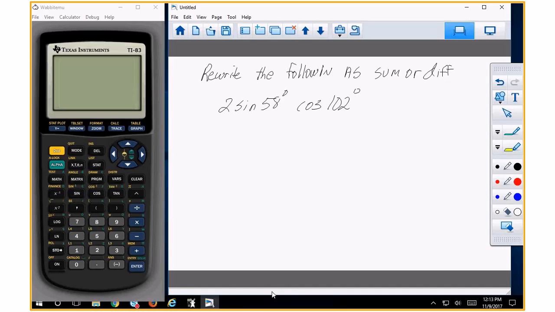So you've got sine, cosine. So look for an identity with sine, cosine. Don't worry about the 2. Just find sine, cosine, sum or difference. Sine of A times cosine of B is equal to 1/2 sine of A plus B plus the sine of A minus B. What you got your notes for? All right, finish it.